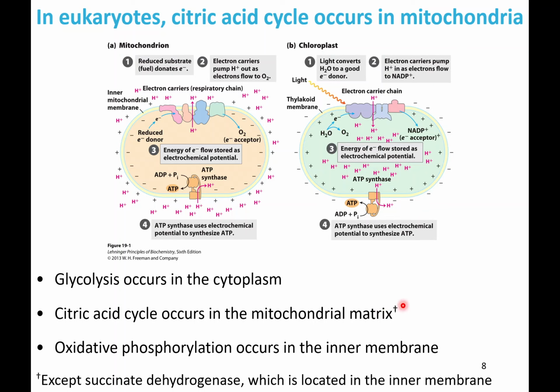There's a little note here. Technically, it's in the matrix except for one enzyme in this cycle, and that's succinate dehydrogenase, which is in the inner membrane of the mitochondria. And we'll see that succinate dehydrogenase is actually part of the respiratory chain as well. Oxidative phosphorylation, the respiratory chain, occurs in the inner membrane, and succinate dehydrogenase being part of that, it is also in the inner membrane.